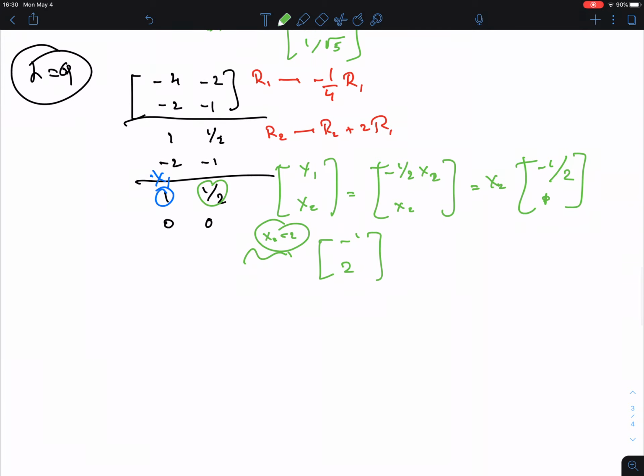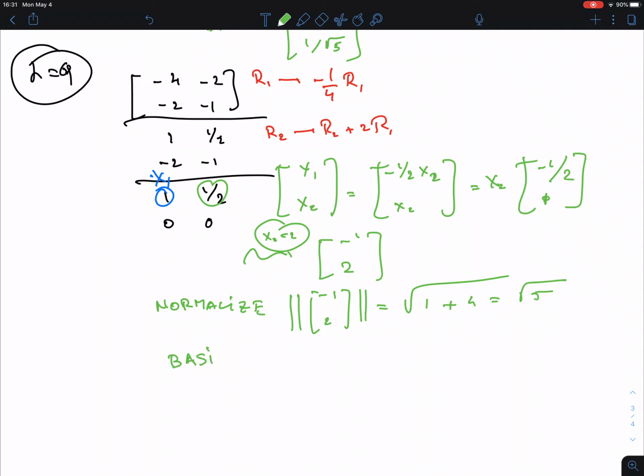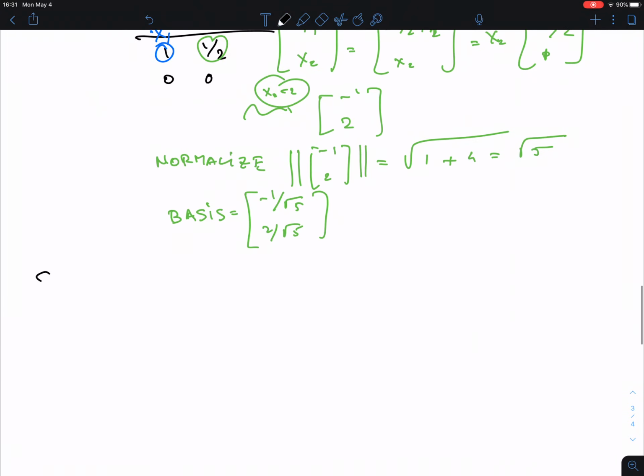Okay, nonetheless, so what's the normalization in this case? I don't want to do this now, so I'm just going to normalize. I have to take the norm of minus 1, 2, which is again the square root of 1 plus 4, square root of 5. So my basis this time is minus 1 over radical 5, 2 over radical 5. Okay, so this gets me step 3. We are done somehow with the orthogonalization part. We know what P is and we know what D is.